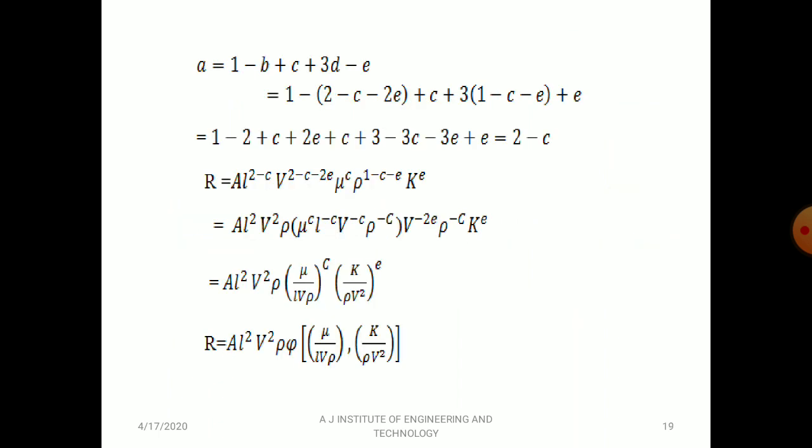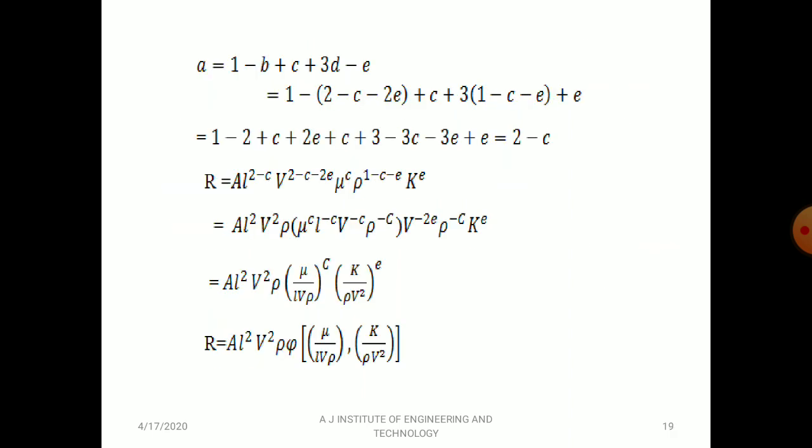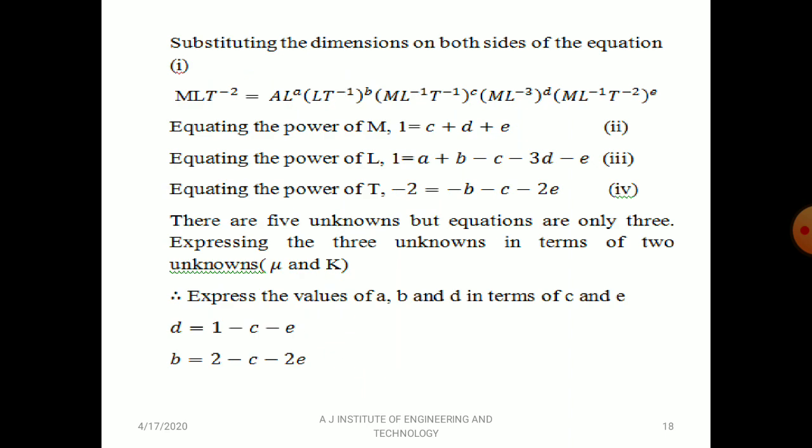Then from using equation 3rd, A equal to 1 minus B plus C plus 3D minus E. Now I have the value of B as well as the value of D. So I substitute here, that is equal to 1 minus (2 minus C minus 2E) plus C plus 3 into (1 minus C minus E) plus E. So upon simplification, I get the expression as 1 minus 2 plus C plus 2E plus C plus 3 minus 3C minus 3E plus E, that is equal to 2 minus C. So I have the values of A, D and B in terms of C and E. So we expressed three variables, that is A, B and D, in terms of C and E. That is the elimination method.